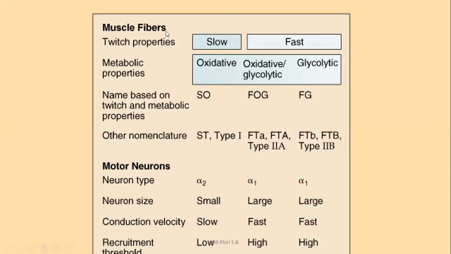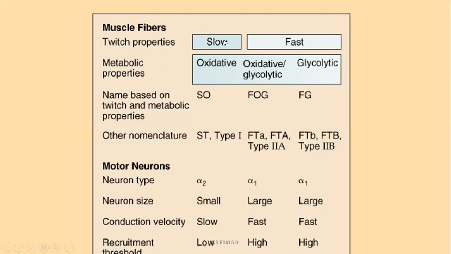So you have the muscle fibers. You can name them using different properties. So according to the muscle twitch property, you can have slow and fast. The twitch properties are either slow twitch or fast twitch. Then metabolic activities, the source of energy, whether it's oxidative or glycolytic.